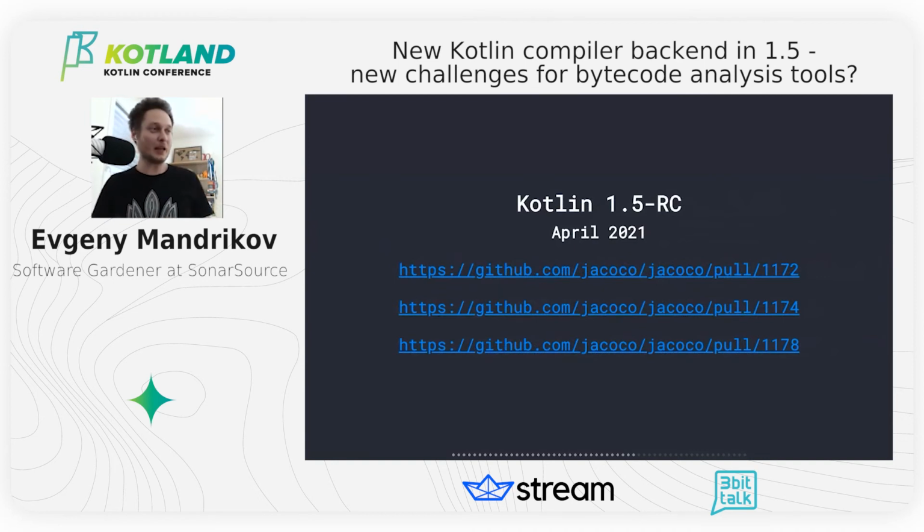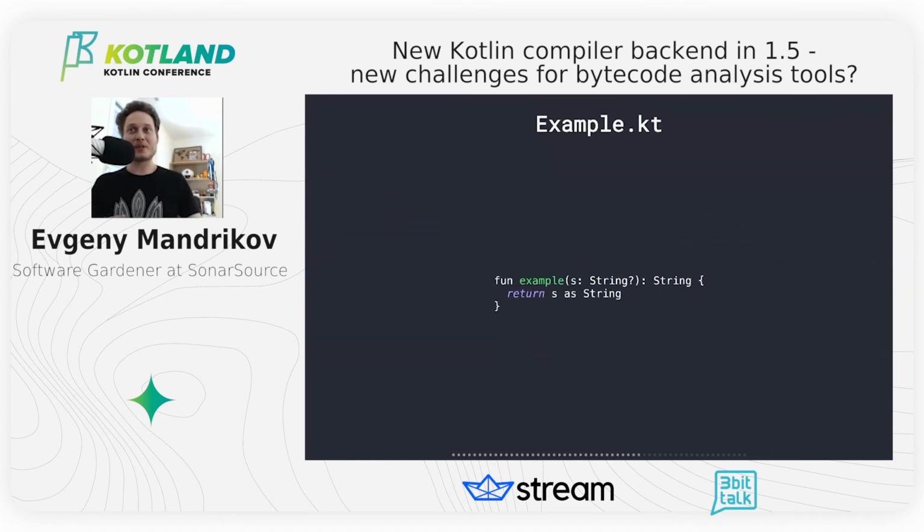Time goes on, April 20, 2021. The Kotlin 1.5 release candidate goes out. Time to fix the really remaining problems, and probably the release is around the corner. So we have a few more cases to fix, and we go through them. One of them is unsafe cast. Here we have a nullable string and we have an unsafe cast.